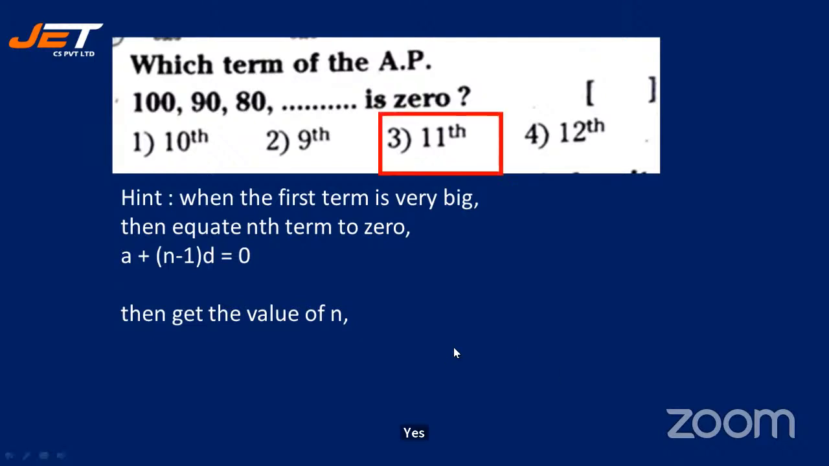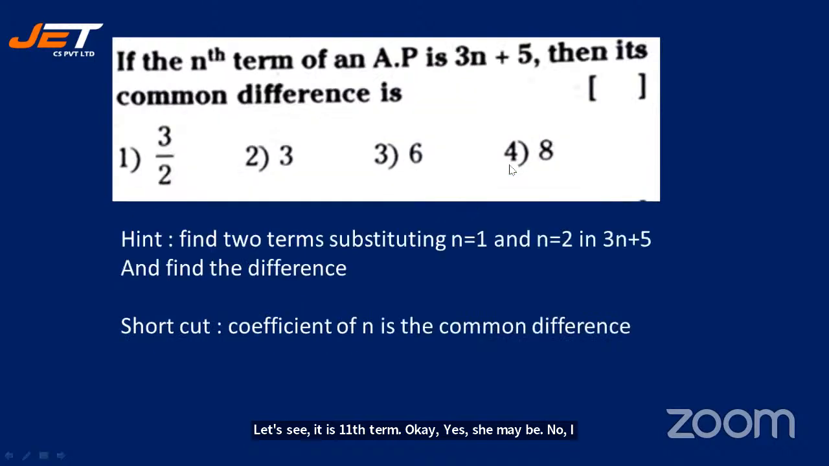Let's see, it is the 11th term. How many are giving me this? Yes, Srinidhi, Gayatri, Vishwan, Lali, almost all are giving me the same third option.